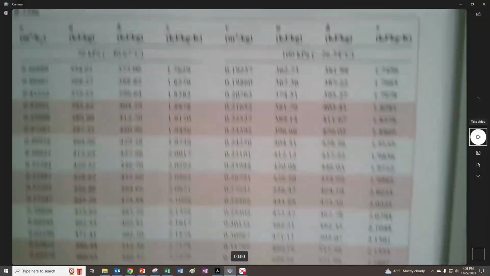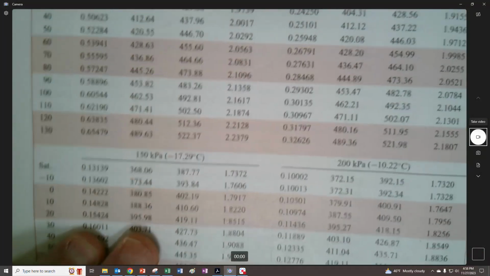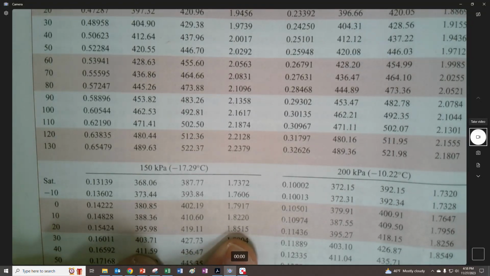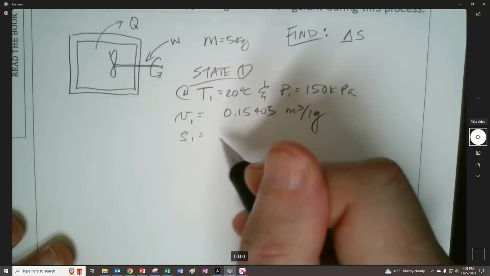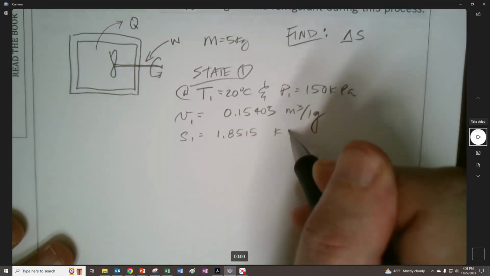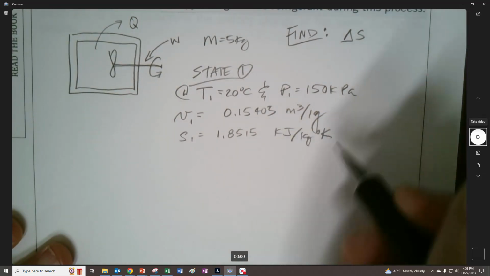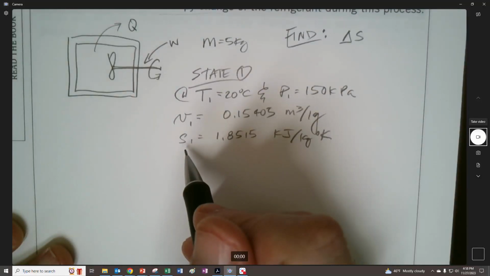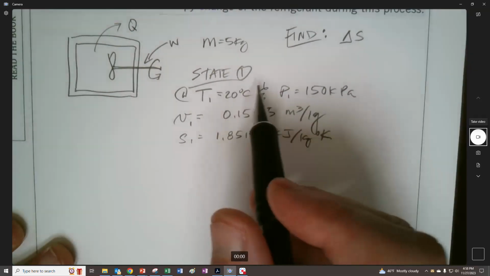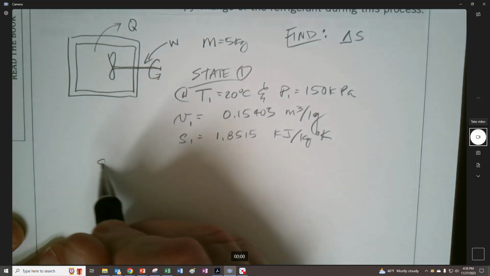Let me double check that. Yeah, and then the specific enthalpy, 18515. So S1 is equal to 1.8515 kilojoules per kilogram Kelvin. And do I need anything else? I don't think I decided I needed anything else. No, okay. And so what's going to happen after we do this? We're now going to drop to state 2.